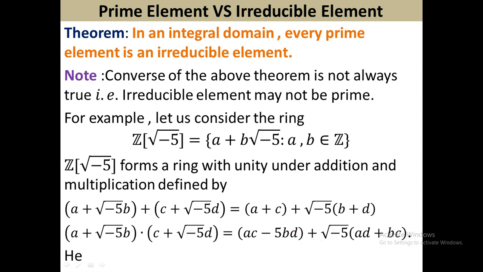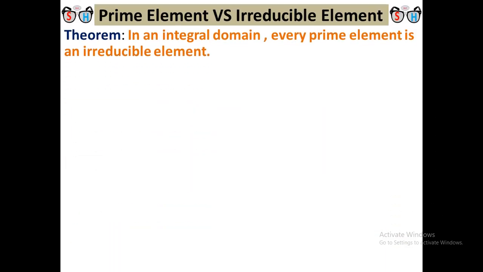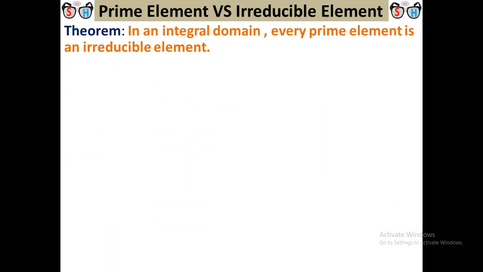Okay, here 3 is an irreducible element, but it is not a prime element, which is discussed in the previous video. Please see that video, the link of that video is given in the description box. So here the converse part of the above theorem is not always true. Okay. Now I give another theorem which states that every prime element is an irreducible element, as well as every element is a prime element also.